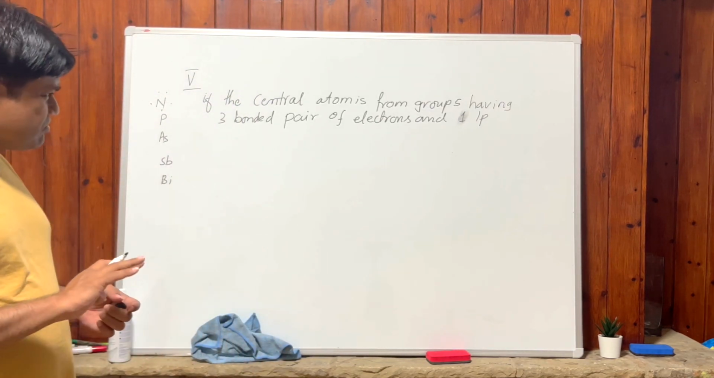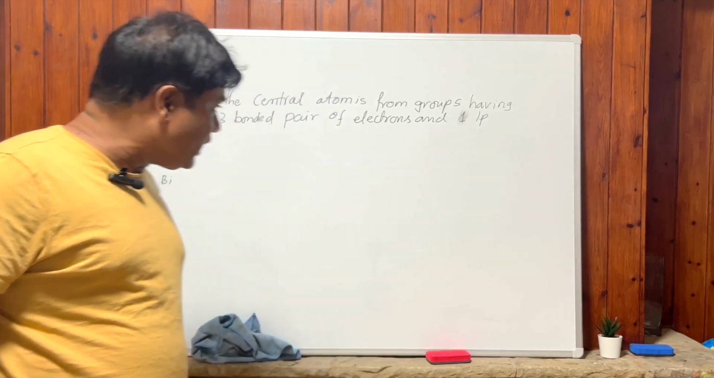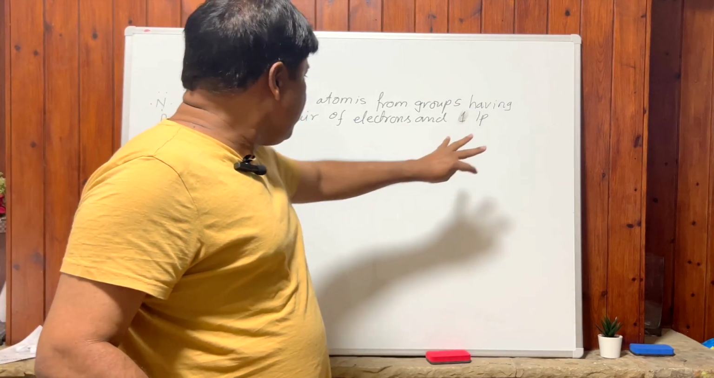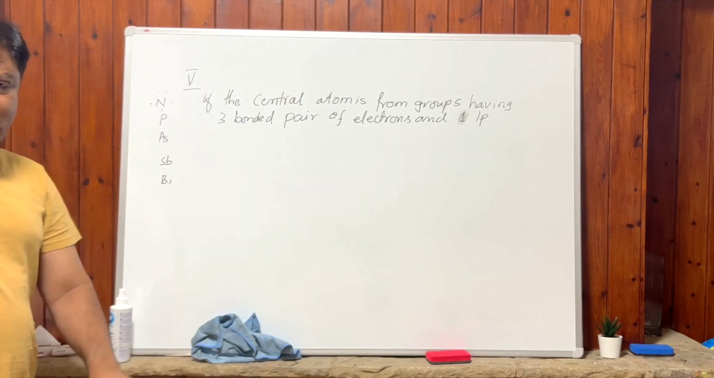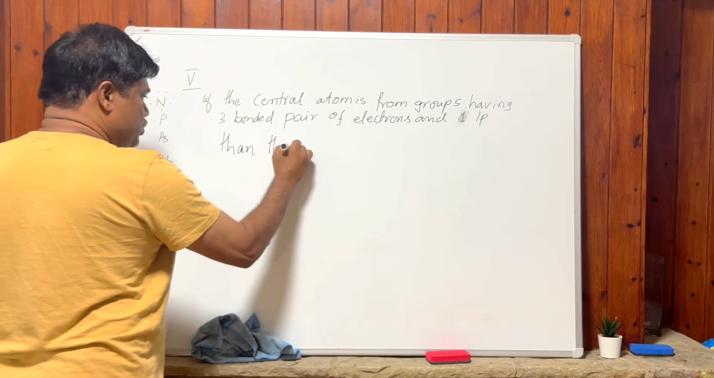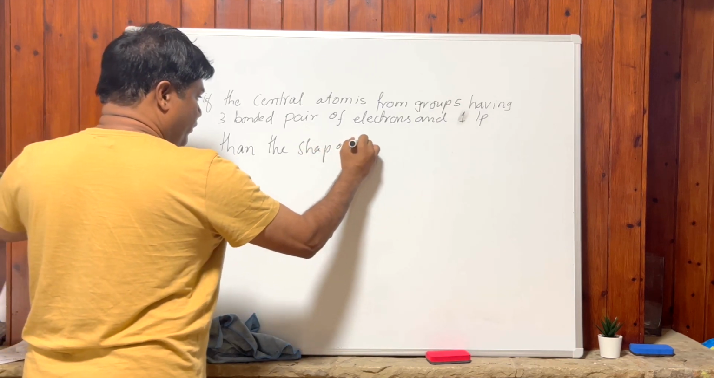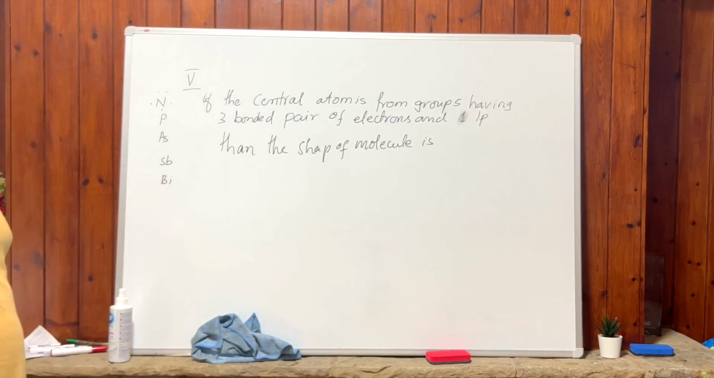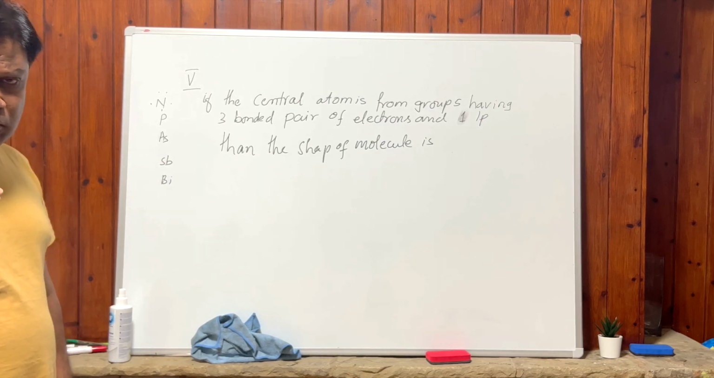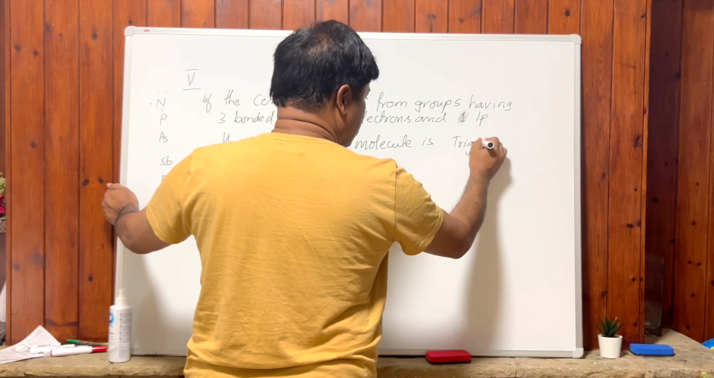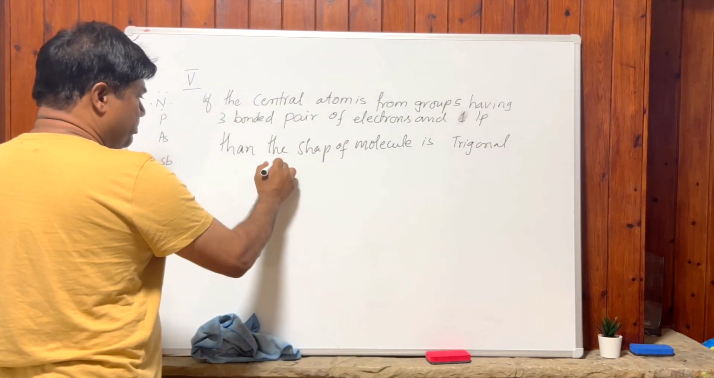Sorry, geometry and shape are very similar. What's the shape and the bond angle? Let's see. What's the condition? If the central atom is from group 5, having 3 bonded pairs of electrons and 1 lone pair, then the shape of the molecule, any idea? Then the shape of the molecule is trigonal pyramidal.